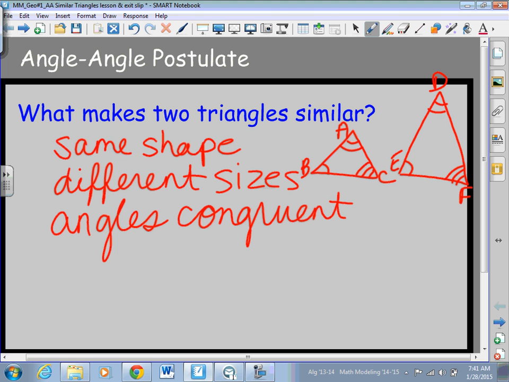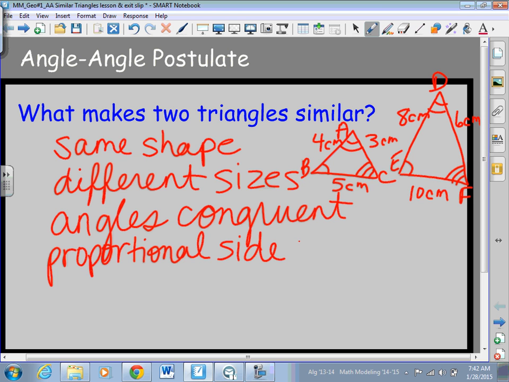Another thing is that the corresponding side lengths are also proportional. For instance, if this triangle was a 4, 3, and 5, let's say, centimeters, meaning from A to B is the same thing as D to E, and let's say that's 8 centimeters, so I'm multiplying by 2. So if A to C is 3 centimeters, then D to F would be 6 centimeters because I'm multiplying by 2, and if B to C was 5, then E to F would be 10 centimeters. So we'll say proportional sides.